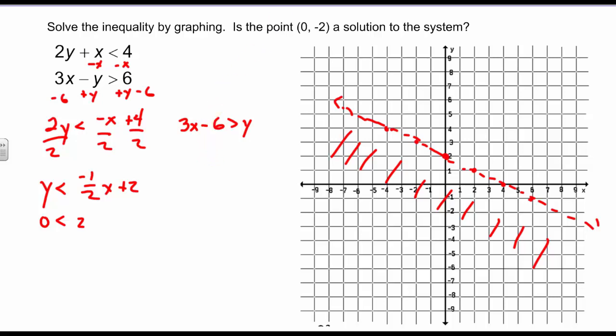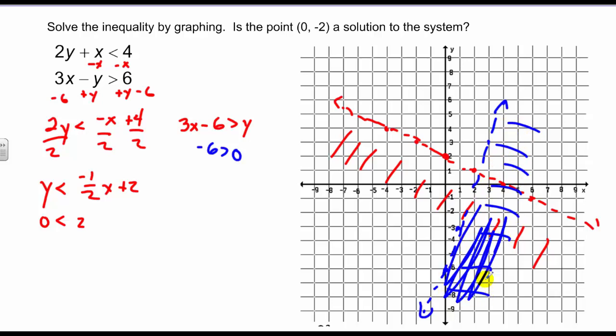Then on the next equation, I will go down to negative 6, go up 3 over 1, and I will dot that as well. Check to see if 0, 0 works. Is negative 6 greater than 0? The answer is no, so I shade this side. My double shaded region is here.